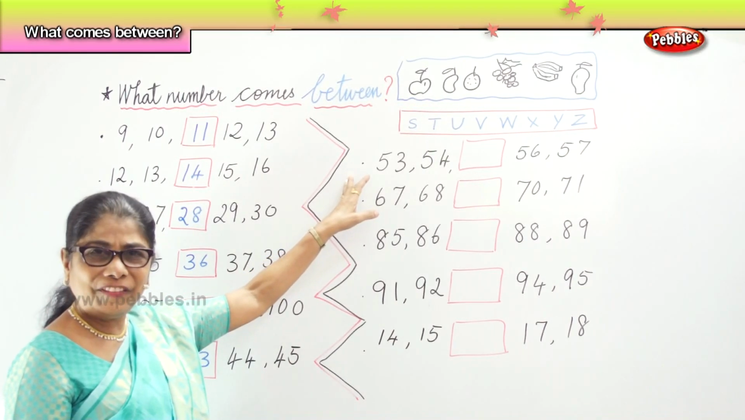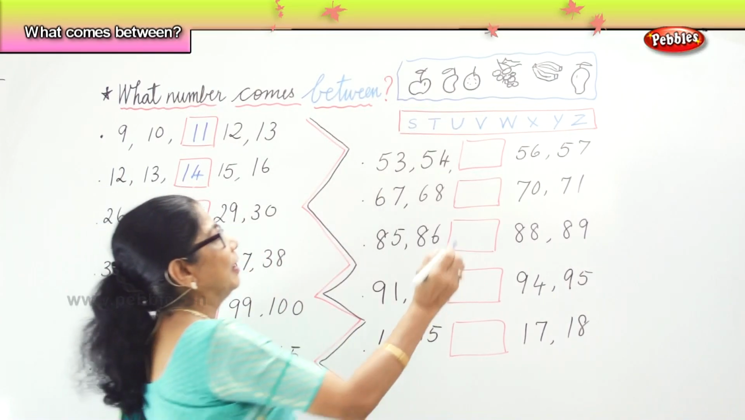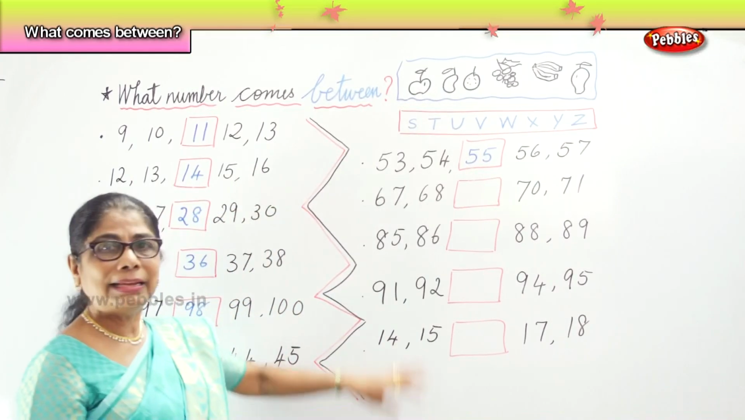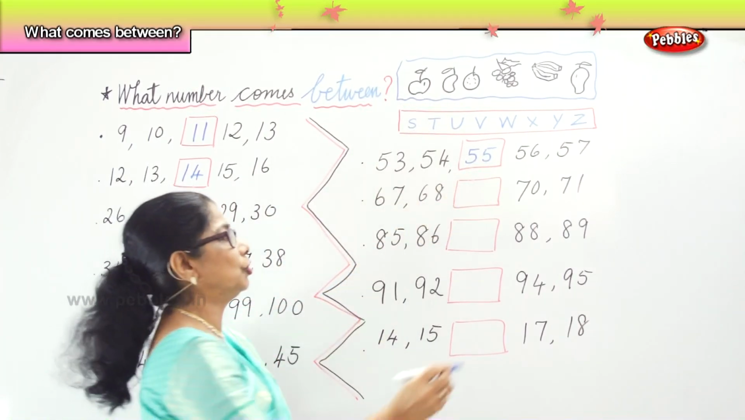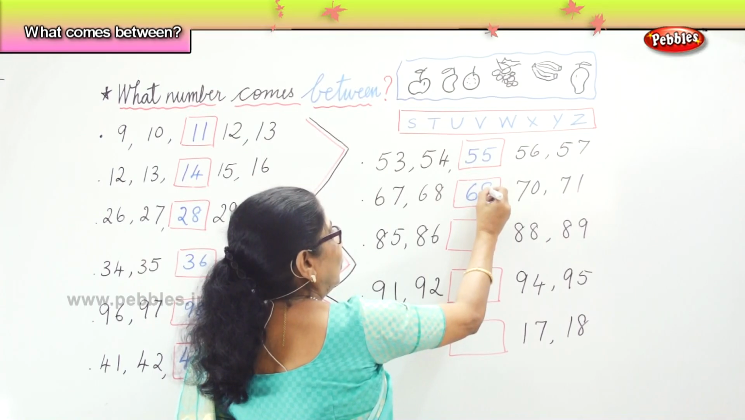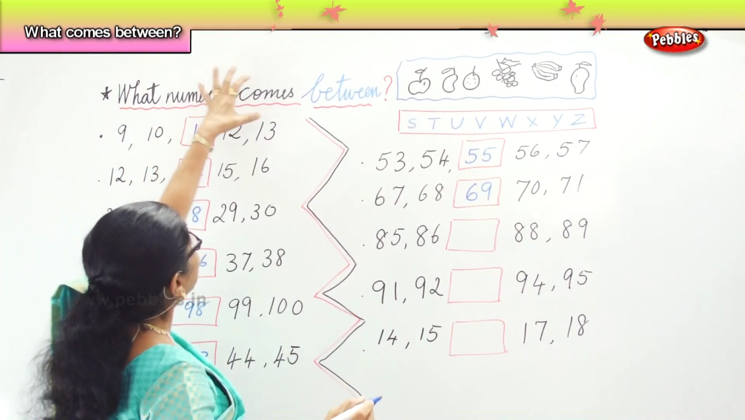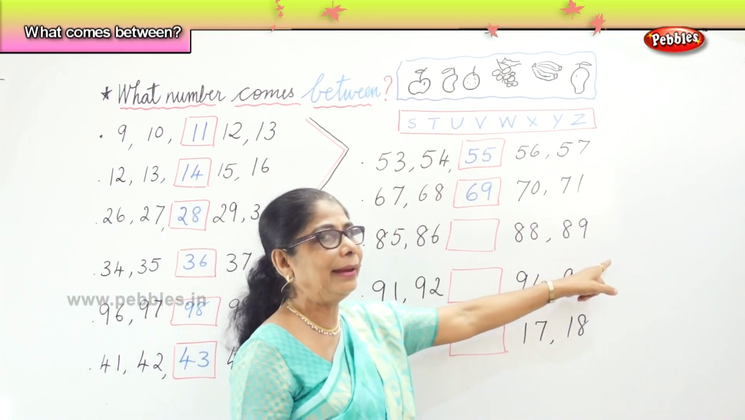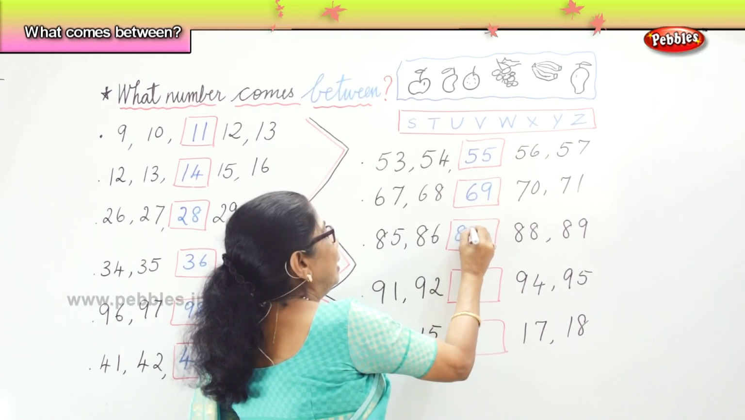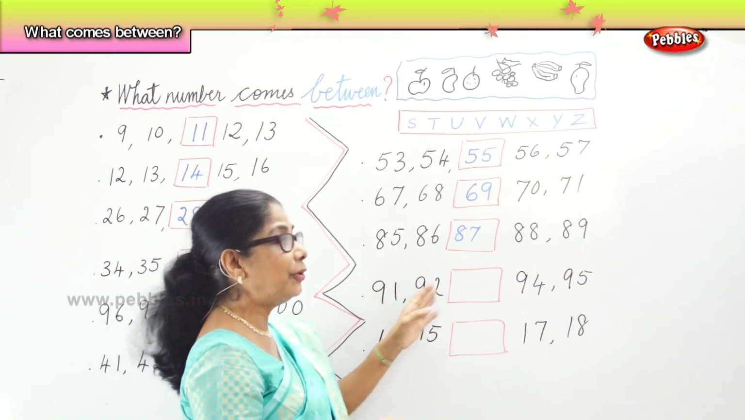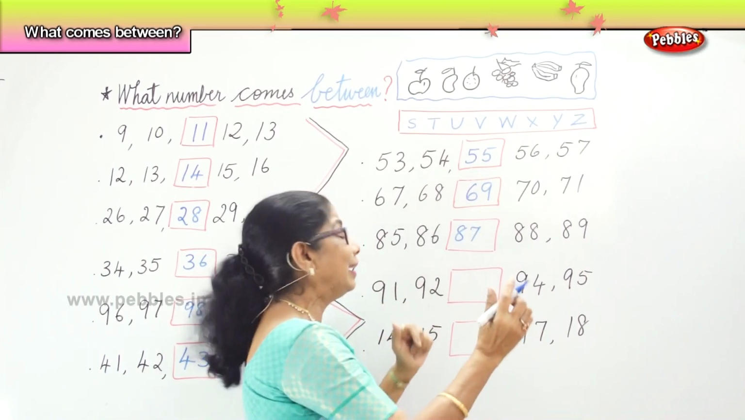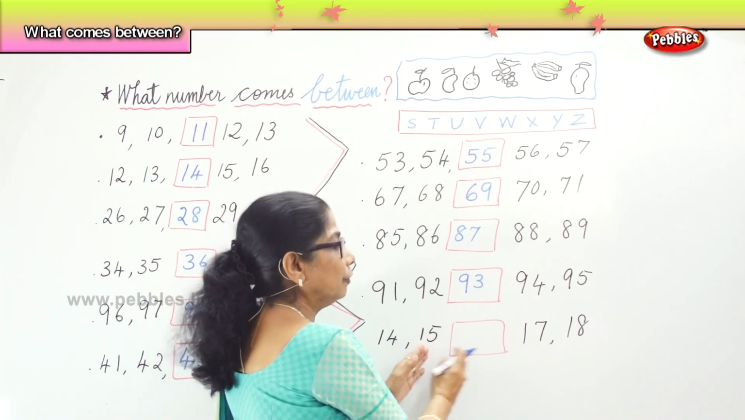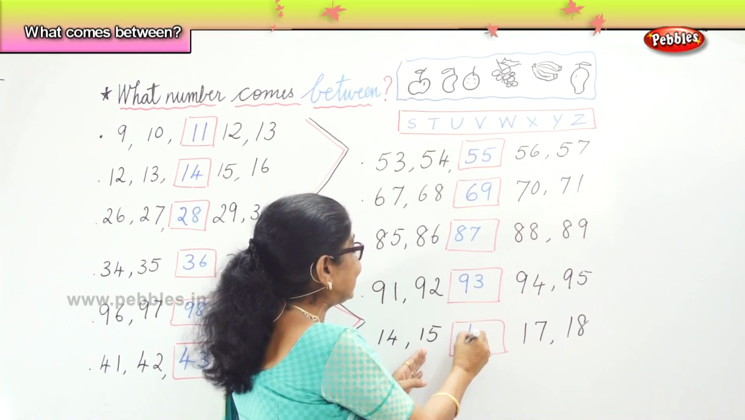Next lot. 53, 54, good. 55, 56, 57. 67, 68, good. 69. We learned to write what number comes between. 85, 86, 87, 88, 89. Very good. The number between 91, 92, 93, 94, 95. Very good. 15, 16, 17.